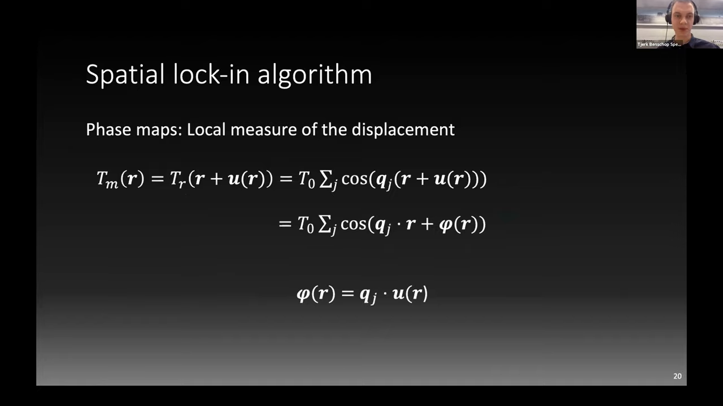So why is this phase important? Well, I'm not going to show you explicitly, but the phase is basically related to your displacement field. So here I show you the expression I showed you before. And then if you write your phase as the dot product of your wave vector with your displacement field, you can already see the two are related, right? And this is just some elementary expression hopefully everybody has seen at some point in his or her life. But so the key is to find the local phase, and this gives us the local displacement field.